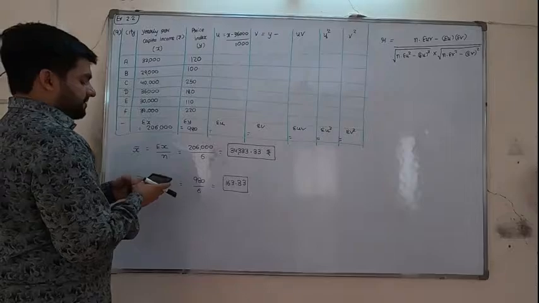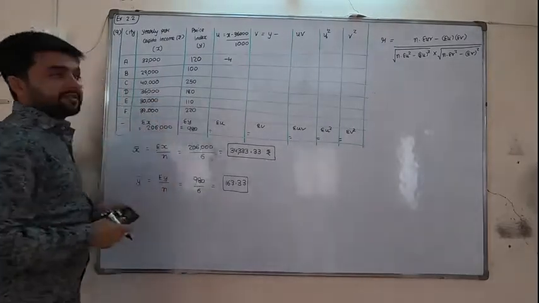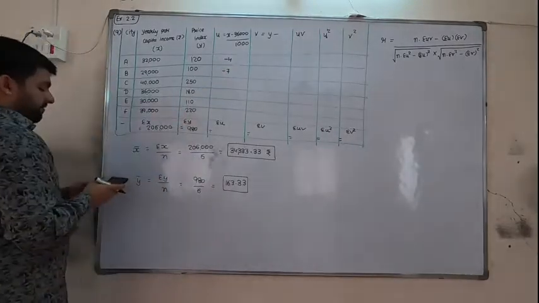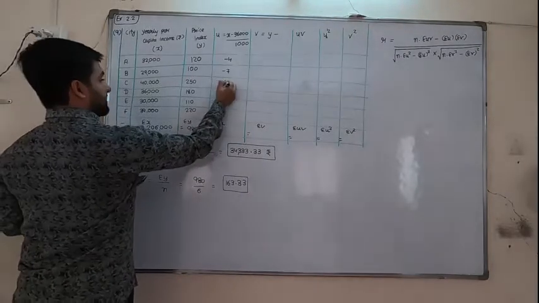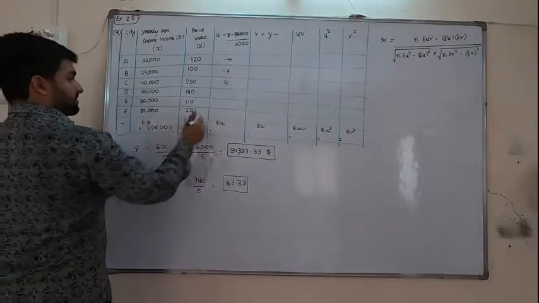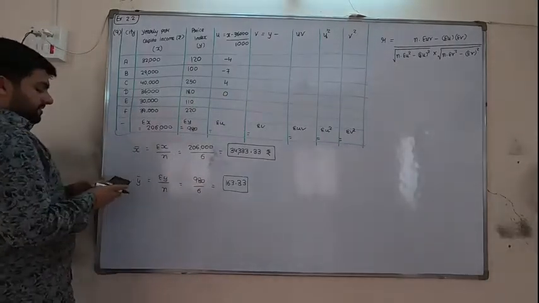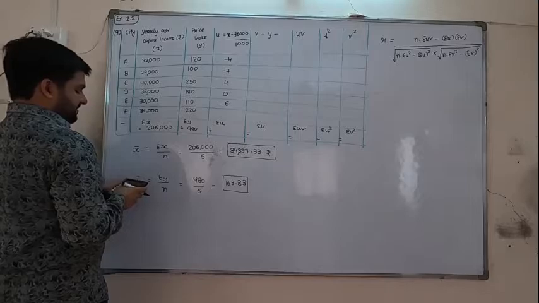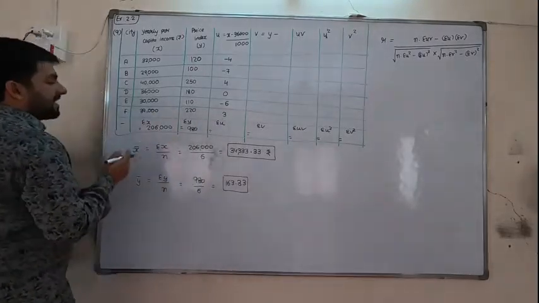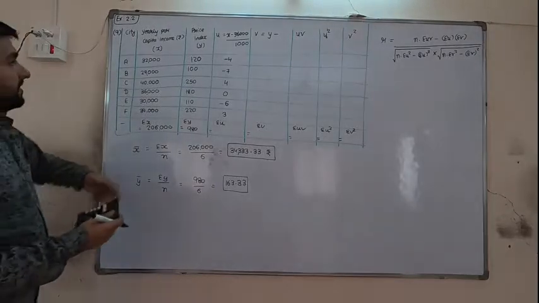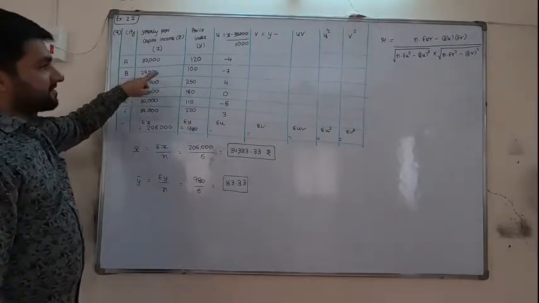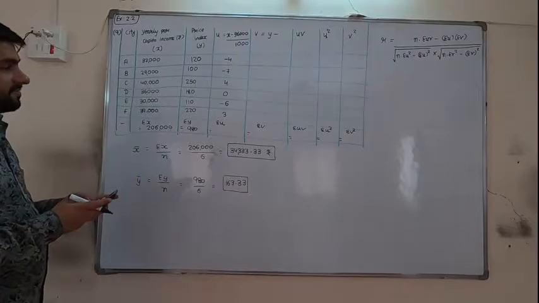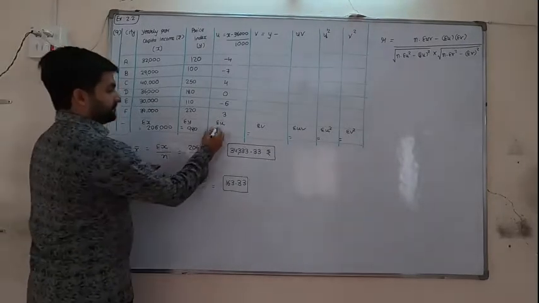32,000 minus 36,000 divided by 1,000 is minus 4. See, our value is very small. 29,000 minus 36,000 divided by 1,000 is minus 7. 40,000 minus 36,000 divided by 1,000 is plus 4. 36,000 minus 36,000 divided by 1,000 is 0. 30,000 minus 36,000 divided by 1,000 is minus 6. 39,000 minus 36,000 divided by 1,000 is 3. Or if you directly do 39 minus 36, then also it is okay. See, 32 minus 36 is minus 4, 29 minus 36 is minus 7. That way also you can do. It's up to you. So minus 4, minus 7, plus 4, minus 6, plus 3, minus 10.